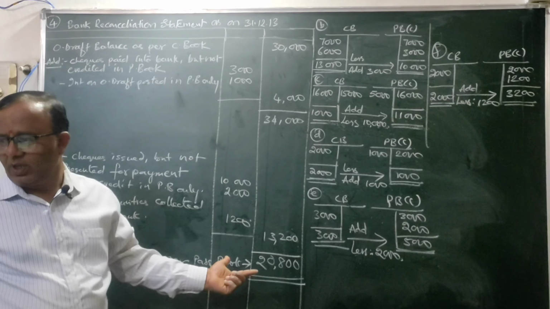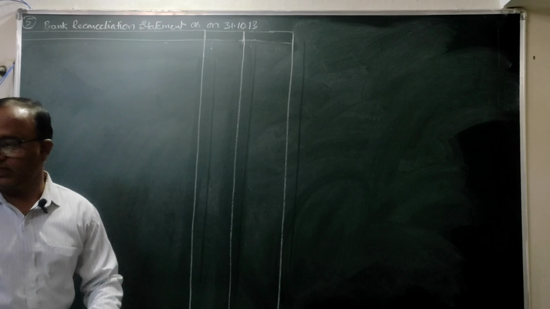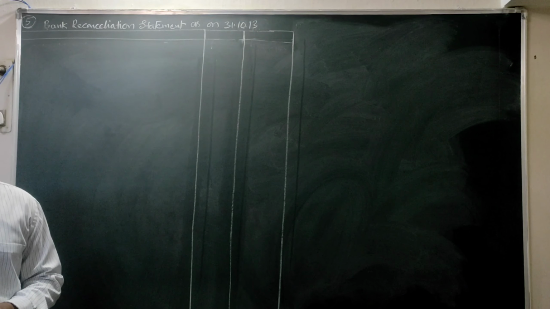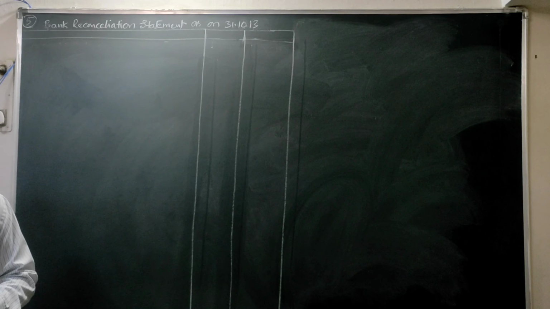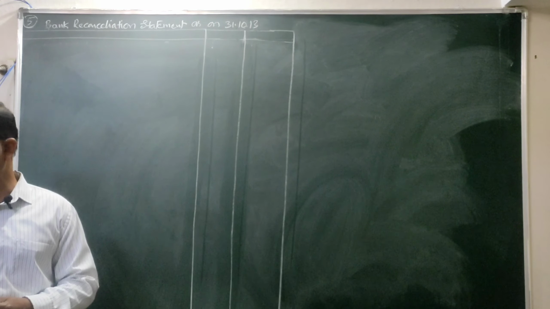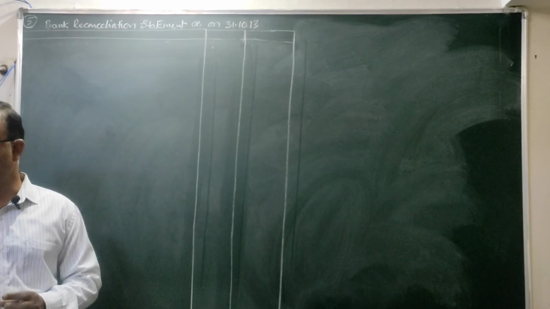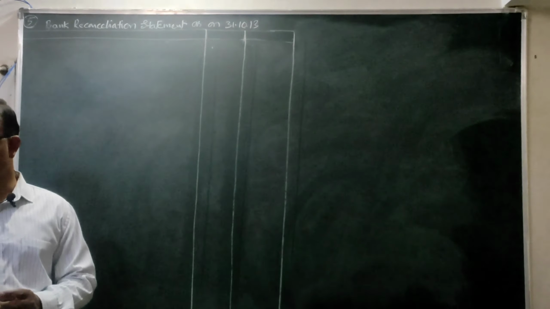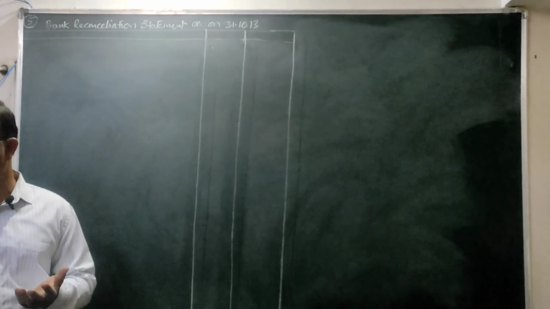Now let's see the fifth problem. Our fifth problem reads something like this. On 31st October 2013, so we are doing our BRS on 31st October 2013, a merchant has an overdraft of 5,000 as shown by the bank column of his cash book. So which balance is it? This is the bank column of the cash book, so simply we will say bank balance as per cash book. Which balance is it?